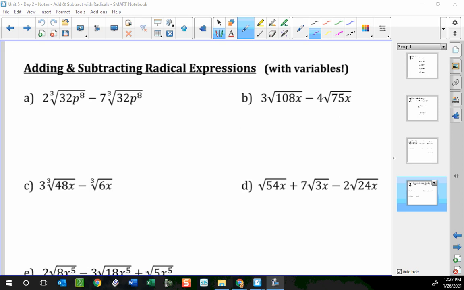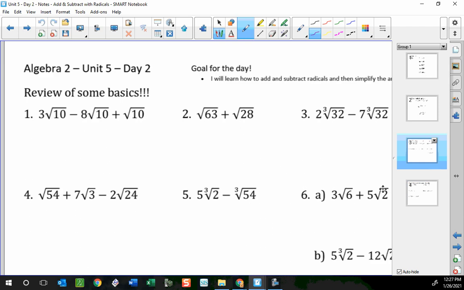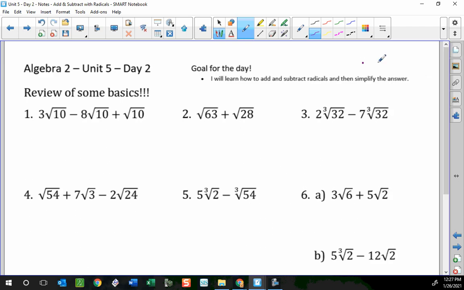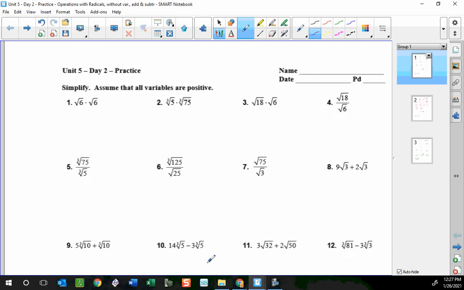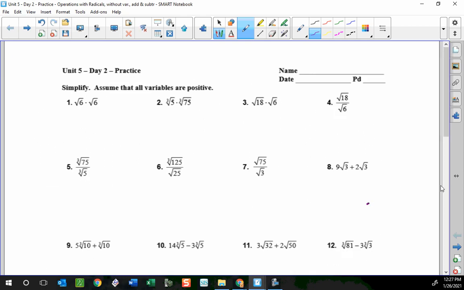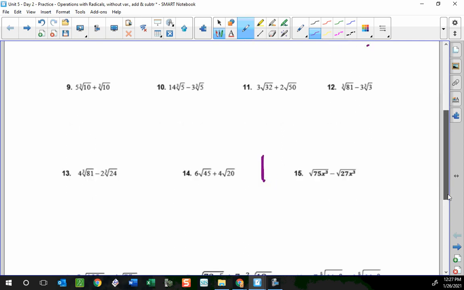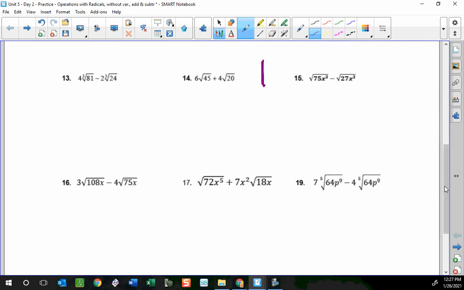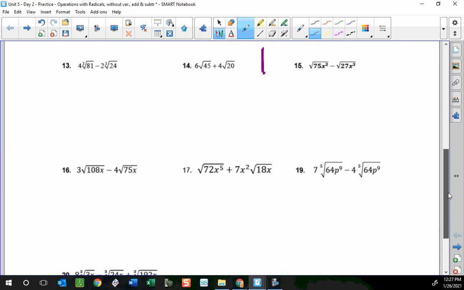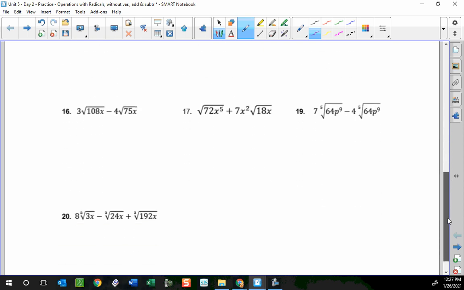All right, so our plan for today has changed, obviously. Last class, we covered these problems here, which was adding and subtracting, and your homework was to do these problems up until number 14. And then tonight your homework is going to be to finish 15 all the way through 20. So if you did your homework last night, you'll only have 6 problems tonight.